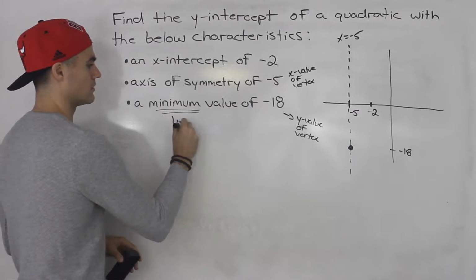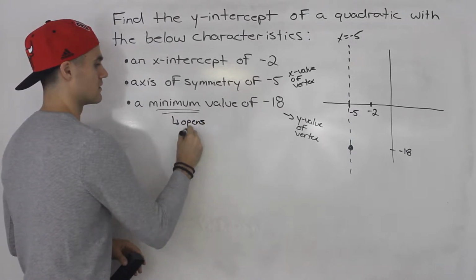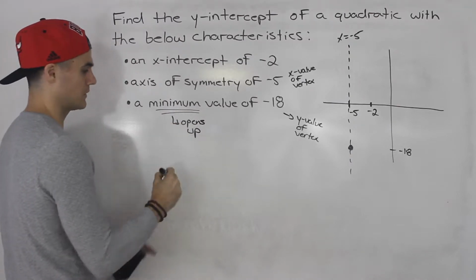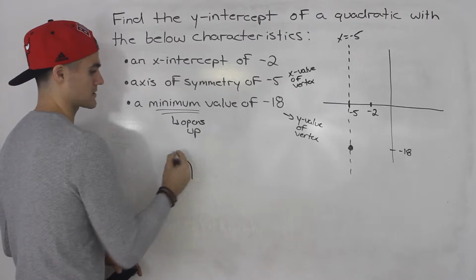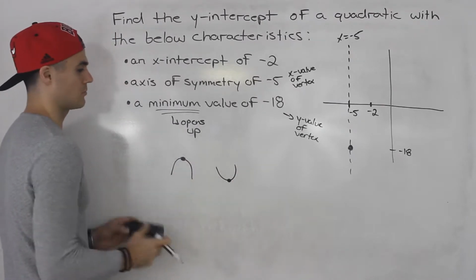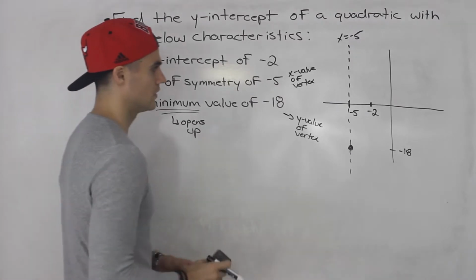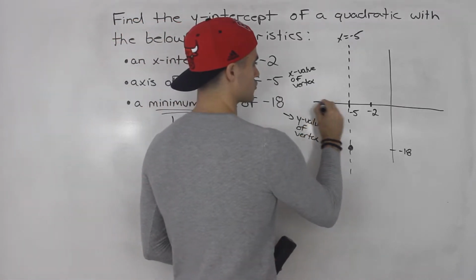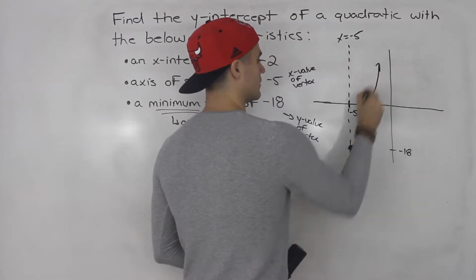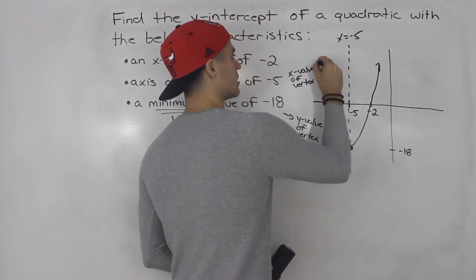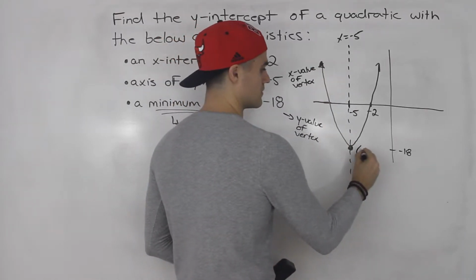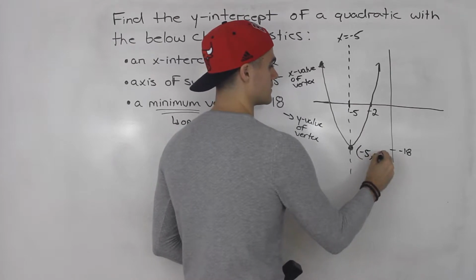And we're told that it's a minimum value, which means what? The parabola opens up. If it was a maximum value, then the parabola would be opening down, right? That's a maximum right there. But because it has a minimum value, it's opening up. So from here, we can draw a diagram of the parabola. It looks something like that, right? Where this vertex here is (-5, -18).